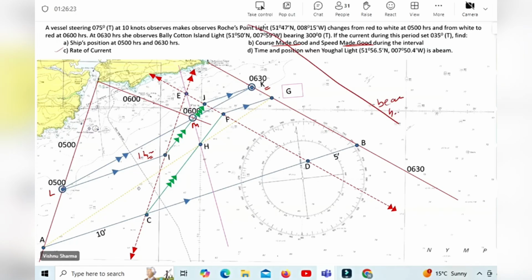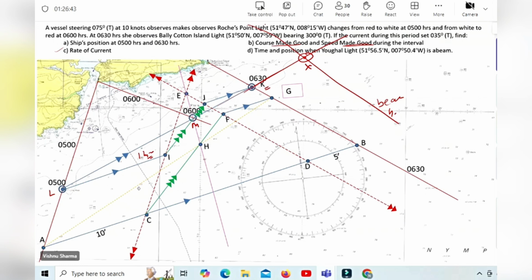Extend the CMG line. Okay, I extend this CMG line here. Then is this the position? Yes, X, sir, is the position. So you'll give the lat long of this position. How will you find the time?